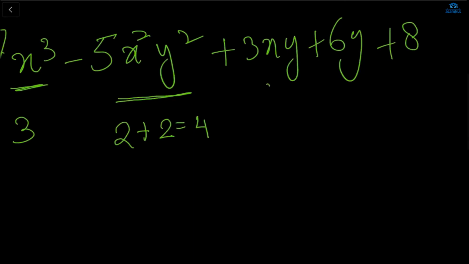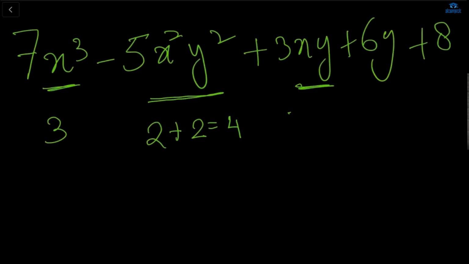Now, in the second one. You didn't understand? See, every term, whatever terms are here. You have to add the powers of each variable in a single term. Now, this is a term. In this term, only one variable is there. Zikra, Advika, Sharia, okay? And that is variable x. And then what is the power of x? It is 3.